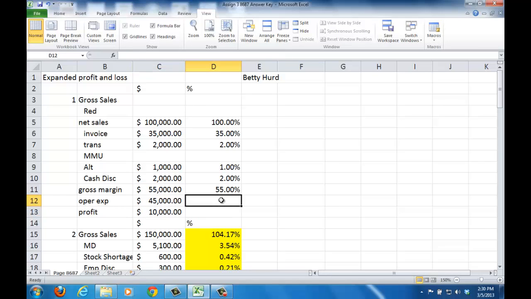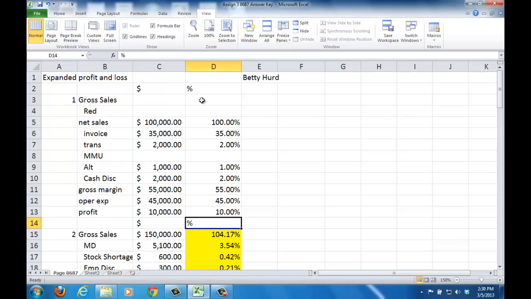In order to get percentages, we divide by net sales. So operating dollars divided by net sales gives us a percentage. And we can do the same thing with net profit. Net profit percentage equals net profit dollars divided by net sales. So the next two parts to figure out are what's maintained markup and what are gross sales. So we'll start up here first.